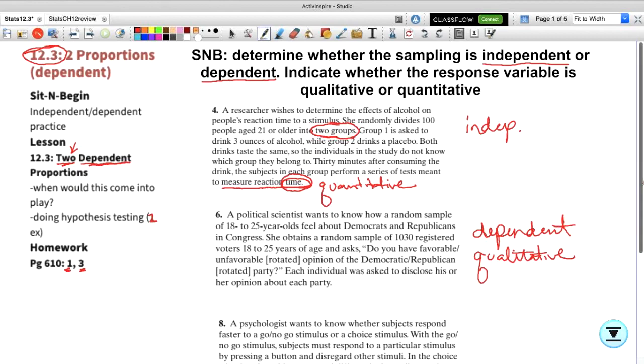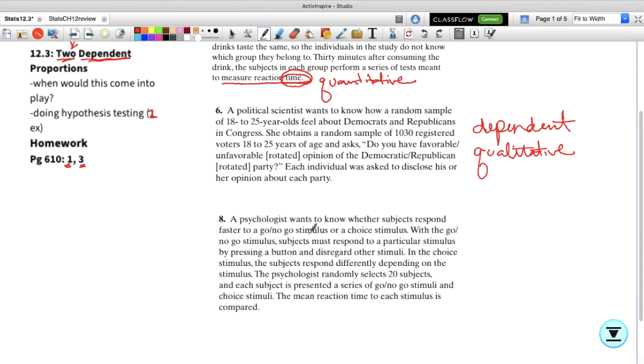Let's take a look at our last one here. A psychologist wants to know whether subjects respond faster to a go or no-go stimulus or a choice stimulus. With the go, no-go stimulus, students must respond to a particular stimulus by pressing a button and disregard another stimuli. In the choice stimulus, the subjects respond differently depending on the stimulus. A psychologist randomly selects 20 subjects, and each subject is presented with a series of go, no-go stimuli and the choice stimuli. So it's the same people in both groups.